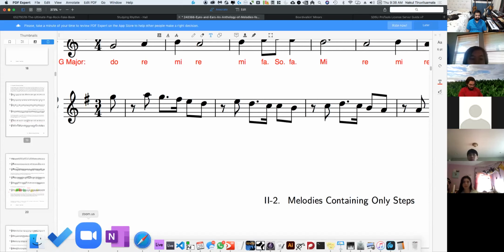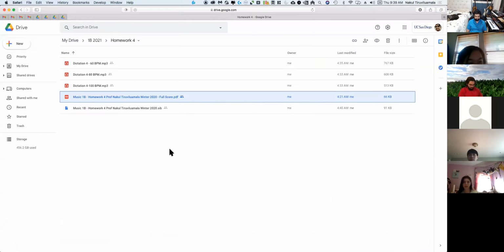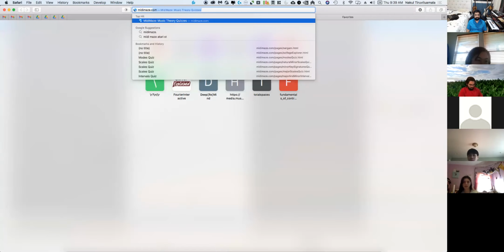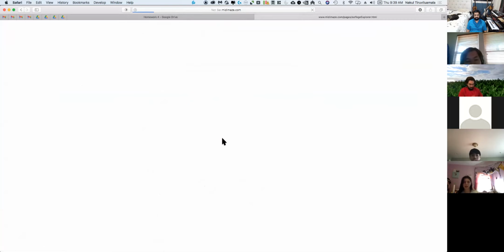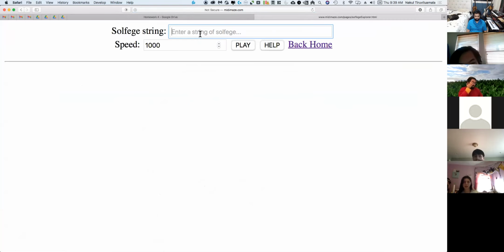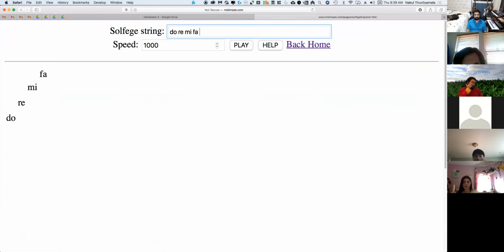Because if you're only thinking of steps, then it's pretty straightforward to just think of notes in order, right? It's all stepwise. We're using solfege here, which is what we'll do when we actually do the exercise. If you have do and you're encountering a melody that only has steps, you can expect to encounter re, mi, fa in that order, or so, fa, mi in that order.